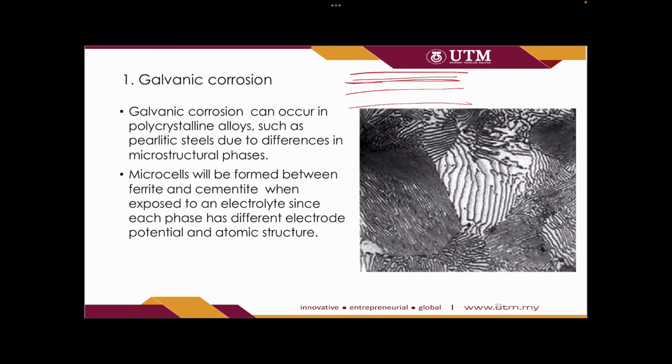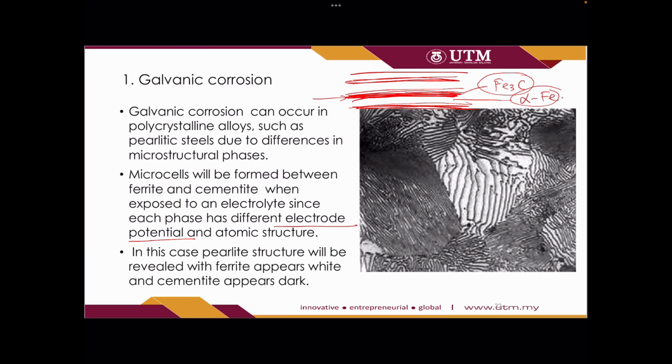Let's say this is cementite, and this is ferrite alpha. Because there are two different phases, they will have different electrode potential, and of course the atomic structure is also different. They are in contact at the interface. They join together at the interface. So the whole interface will allow the galvanic corrosion to occur.